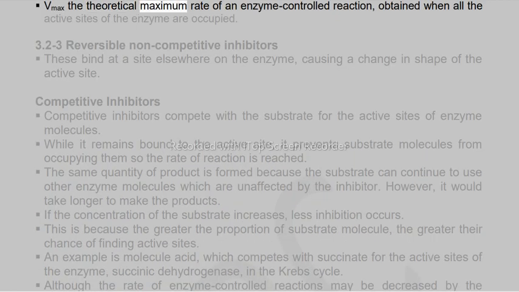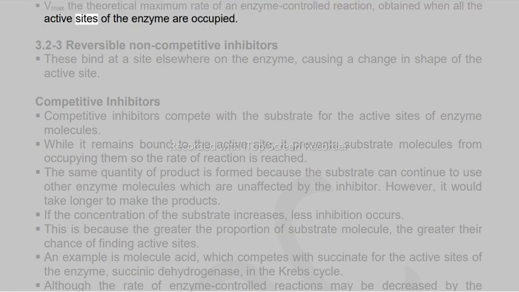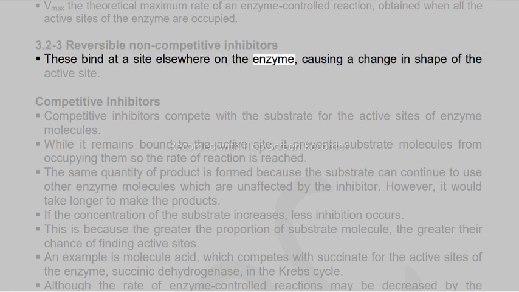Vmax. The theoretical maximum rate of an enzyme-controlled reaction, obtained when all the active sites of the enzyme are occupied. 3.2.3 Reversible non-competitive inhibitors. These bind at a site elsewhere on the enzyme, causing a change in shape of the active site.